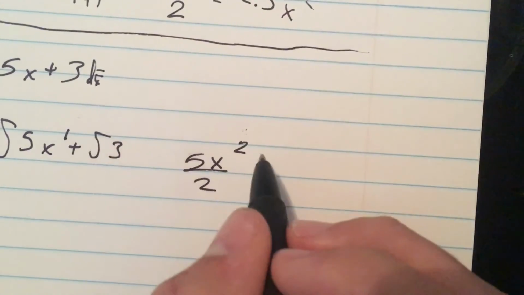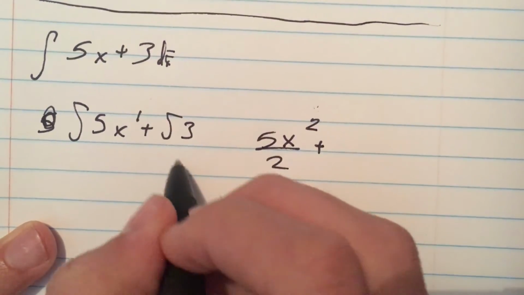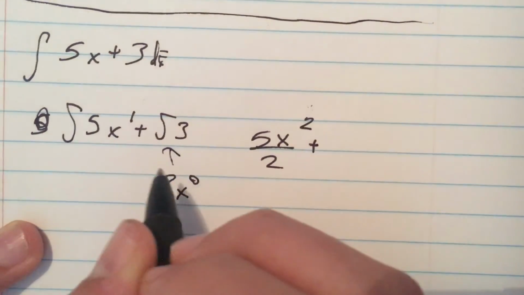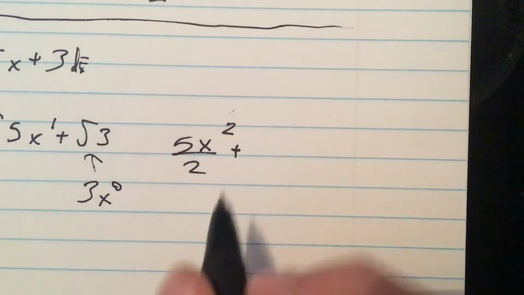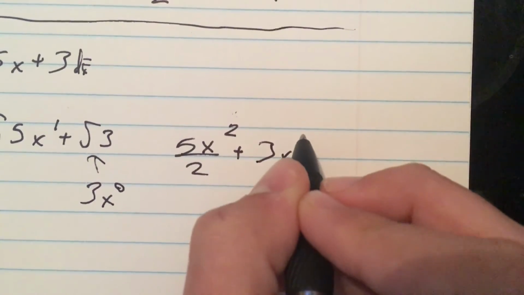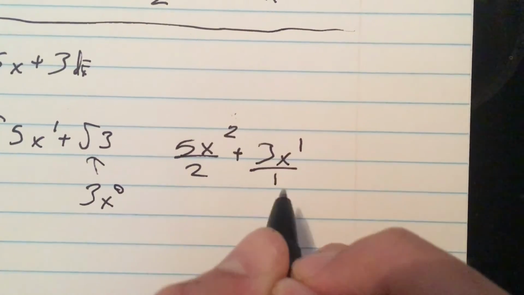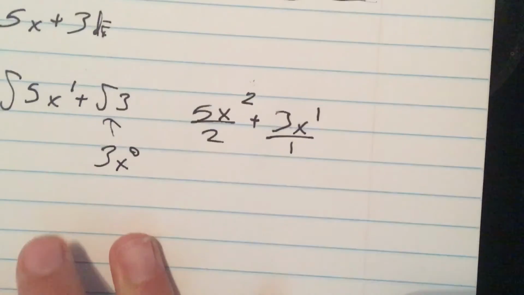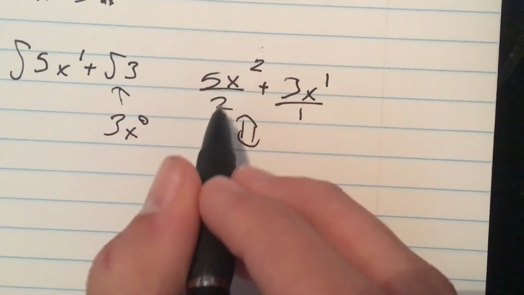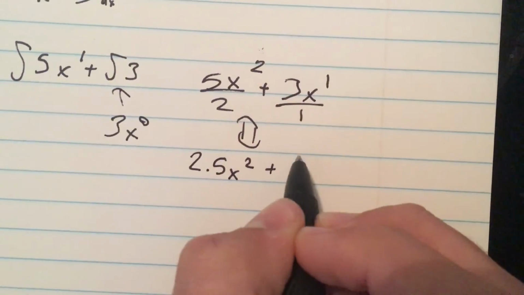Now, for the 3, this is where it gets kind of fun and complicated. You see, that regular 3 can also be written as 3 times x to the 0th power, because anything to the 0th power equals 1. But we add 1 because it's an integral, so we could just write that as x to the 1, and we don't have to write divided by, we could write it divided by 1 because why not, it's easier to show. So that would get transferred into 5 divided by 2, that's 2.5x squared, plus all that just equals 3x.